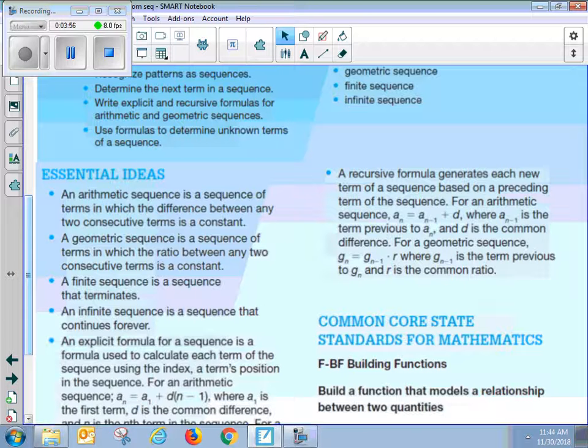So look at the subscript with me real quick. Do you see a subscript of an n? Do you see a subscript of an n minus 1? Would you agree that n minus 1 must be 1 before the n? If n is 7, then n minus 1 must be 6. Good. So that's saying take the term before, add something to it to get the next term.